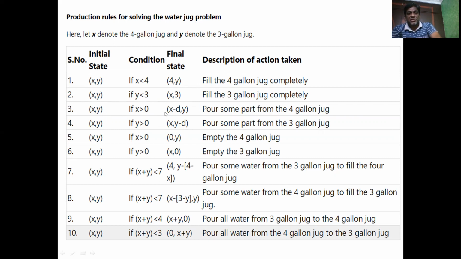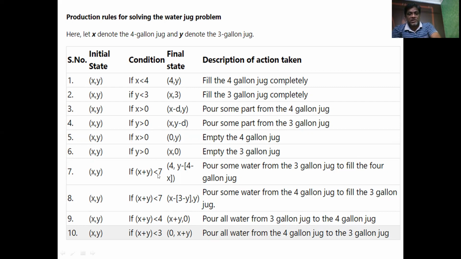Similarly, if X is greater than 0, then you can pour some water out of the 4-gallon jug, giving X minus D comma Y. If Y is greater than 0, you can perform the same action, giving X comma Y minus D. That means you can pour some water out of the 3-gallon jug. If X is greater than 0, then you can empty the 4-gallon jug. If Y is greater than 0, then you can empty the 3-gallon jug. These are the possible actions.